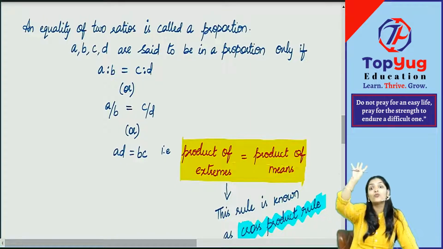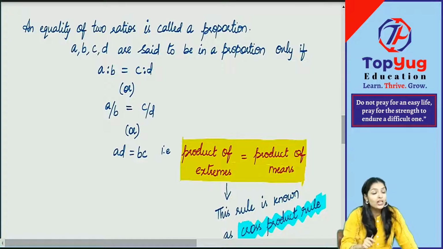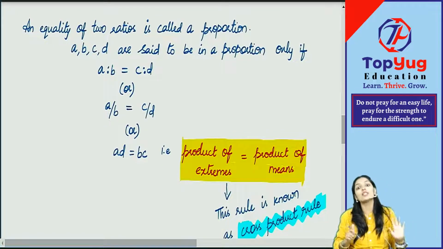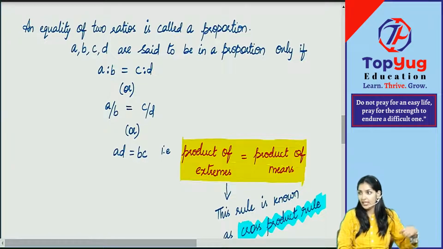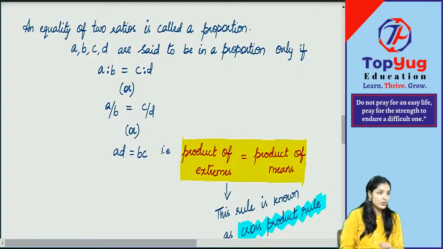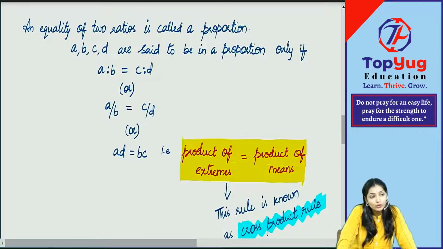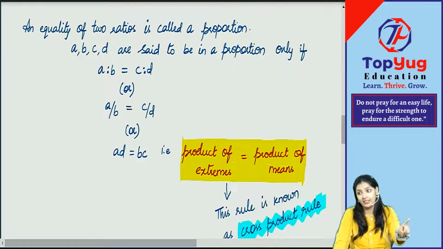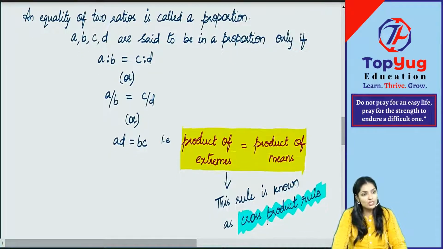I have taken 4 terms. They are said to be in a proportion only if A is to B is equal to C is to D. A is to B is one ratio, and C is to D is another ratio. They are said to be in proportion only if A is to B is equal to C is to D. Basically, I can write A by B is equal to C by D.